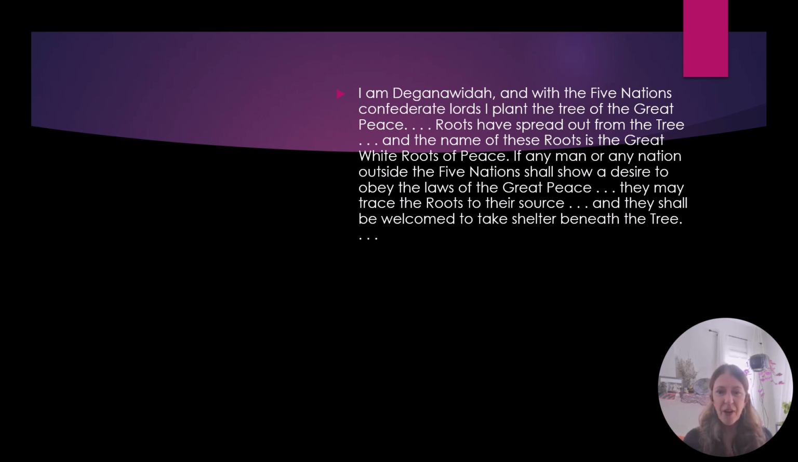If any man or any nation outside the 5 nations shall show a desire to obey the laws of the great peace, they may trace the roots to their source, and they shall be welcomed to take shelter beneath the tree. So these words are largely the reason why the Tuscarora, again, many centuries later in 1722, took that message seriously and came and joined the other 5 nations. So now it's the 6 nations of the Haudenosaunee League or Confederacy.